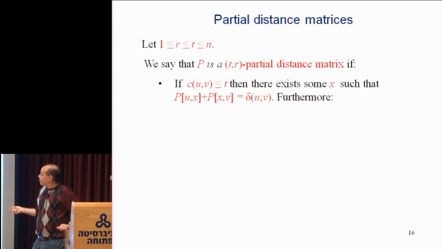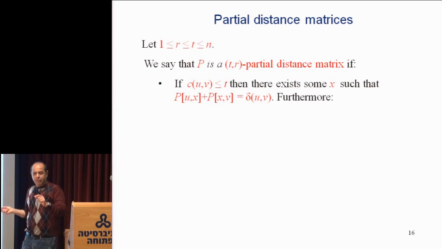We want for all pairs of vertices where the number of hops is relatively small. Remember, this is what we care about. If the number of hops is large, we already took care of that. We want for all pairs of vertices where the number of hops is small, that they will have some witness. What do we mean by witness? We want the entry P_UX in the matrix plus the entry P_XV in the matrix to be delta UV.